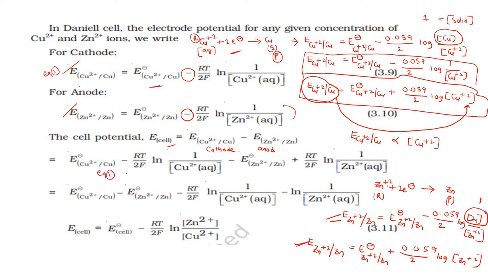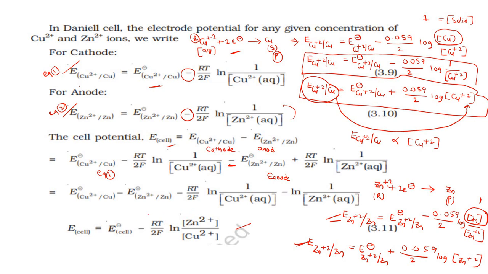That is E cathode minus E anode. This one is E anode, second equation, equation number 2. E anode here. Now minus is already there, minus into minus we get a plus here. Here actually they didn't take 0.059, they took RT also. No problem. If we put whatever we get here, finally you are getting this equation.